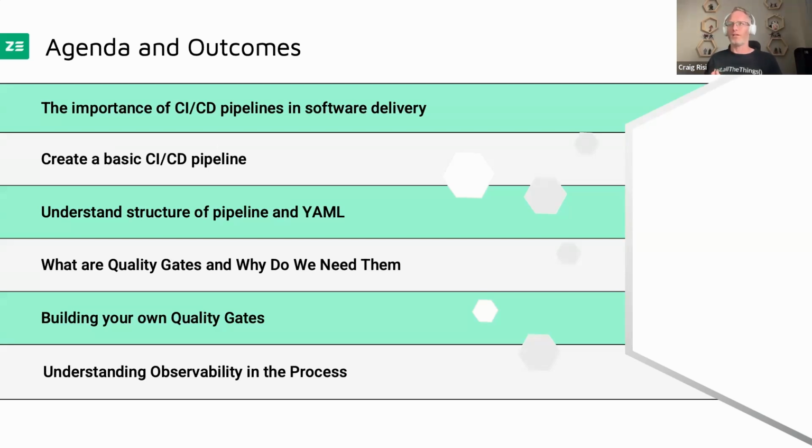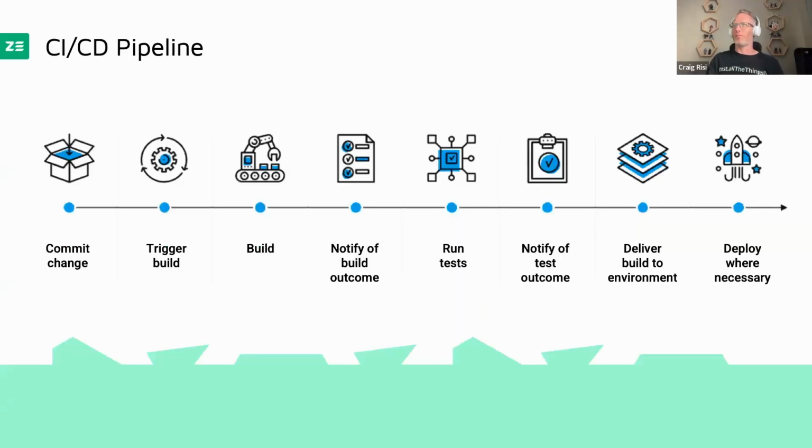And then I'm going to get into some quality gates, where you can understand what quality gates are and why you need them, and maybe how to go about building your own. And then the last part is just understanding observability in the process of being able to build things in the pipeline process. But this is a typical CI/CD pipeline.